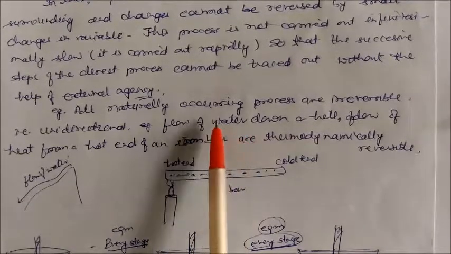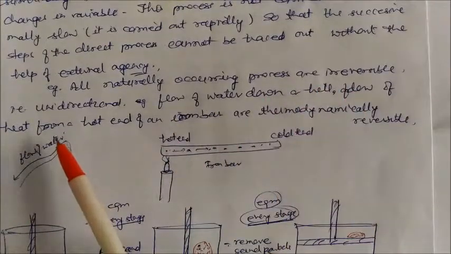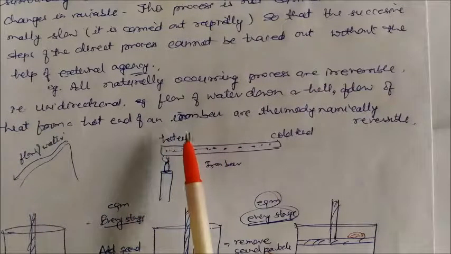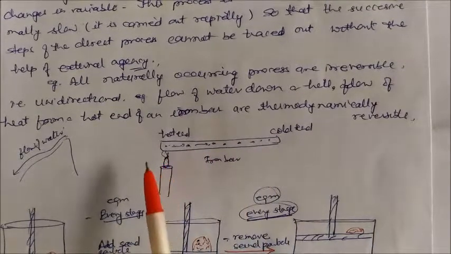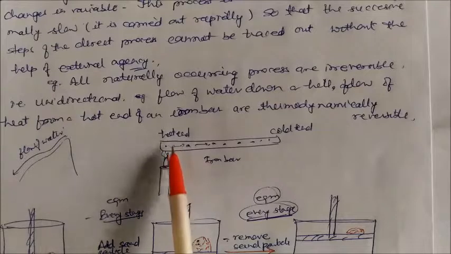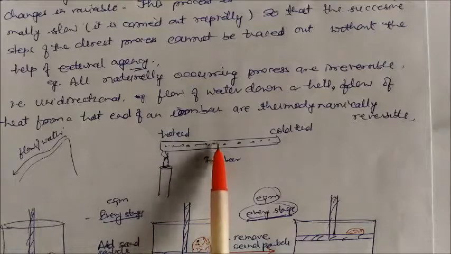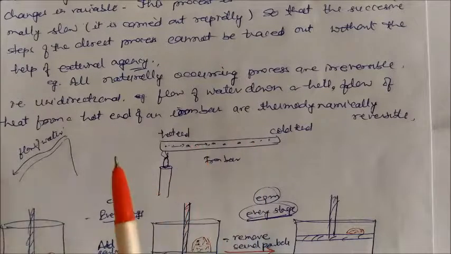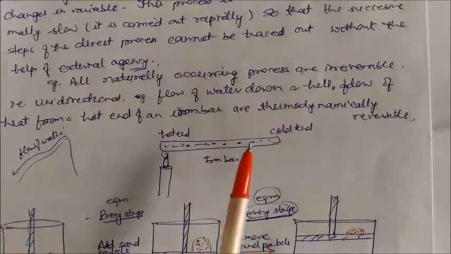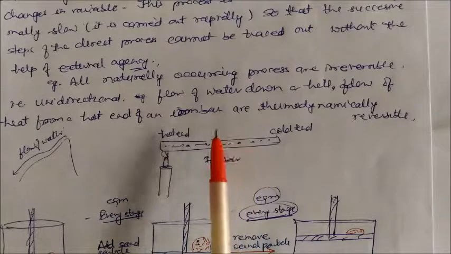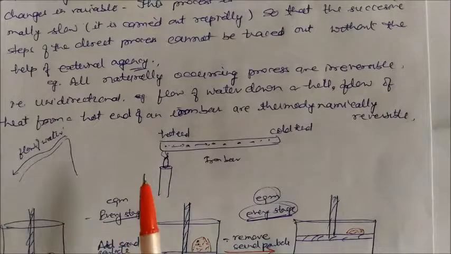After the reversible process, next is the irreversible process. So in this, what happens? Equilibrium is not attained between system and surroundings, and changes cannot be reversed by a small change in a variable. This process is not carried out in finite stages. It is carried out rapidly, in one step or two steps, so that the successive steps of the direct process cannot be traced back without the help of external agencies. We require some external agency to get the equilibrium, which is very difficult.